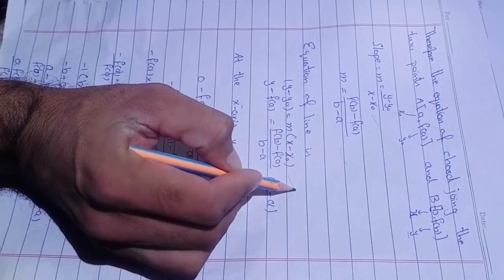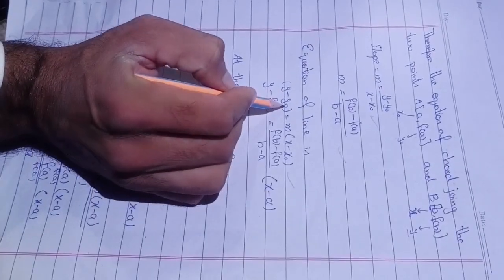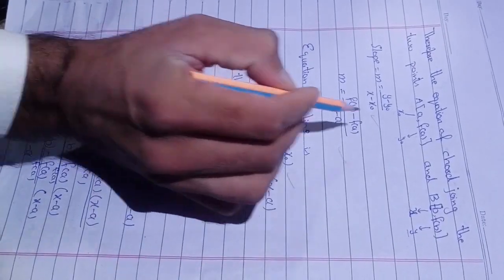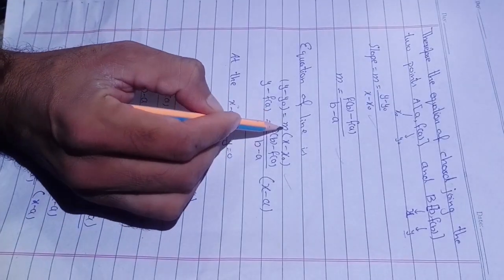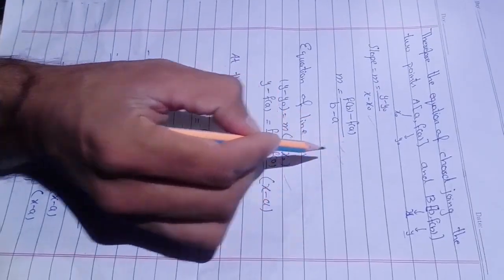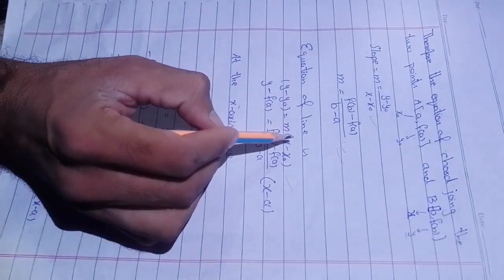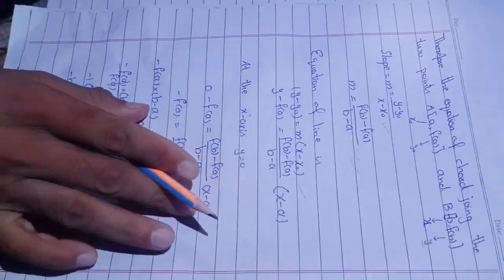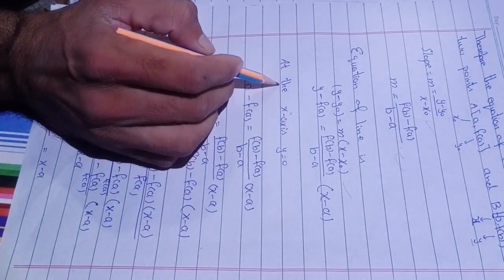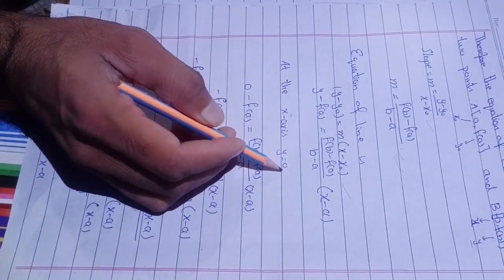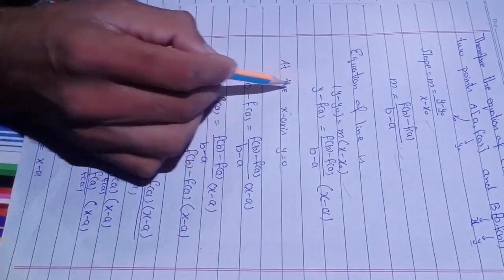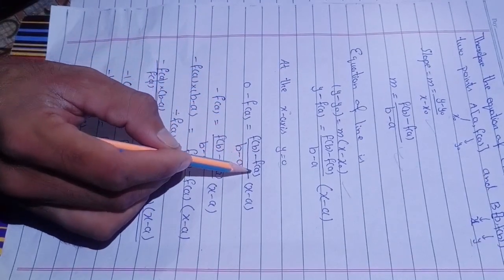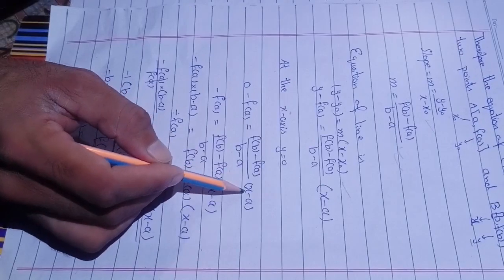This is called the equation of line. Putting the values, y naught is f of a, the slope value is put in, and x naught is a. At the x-axis y is equal to 0, so put y equal to 0: 0 minus f of a equals f of b minus f of a divided by b minus a, into x minus a.